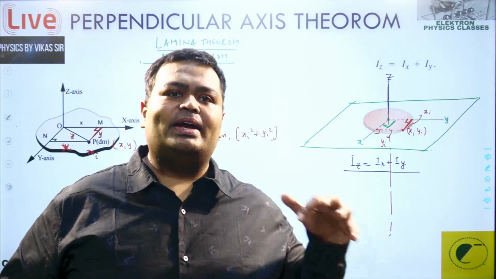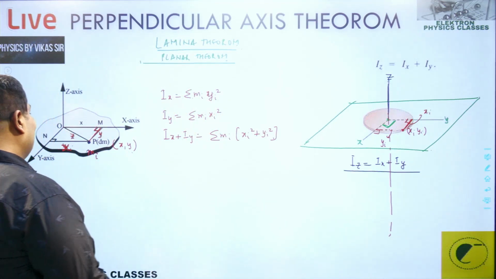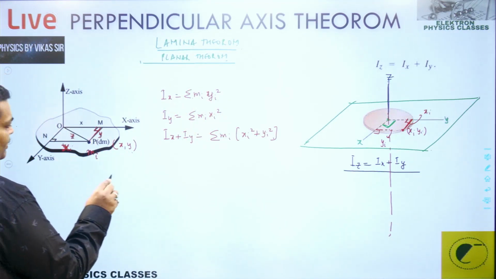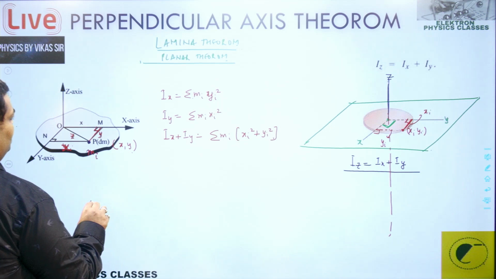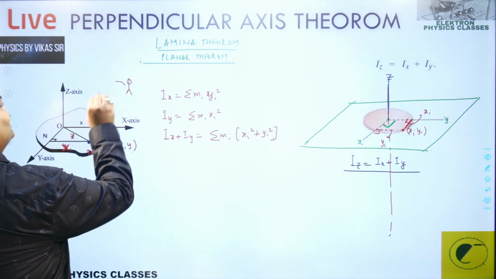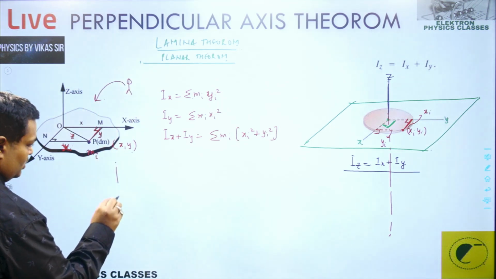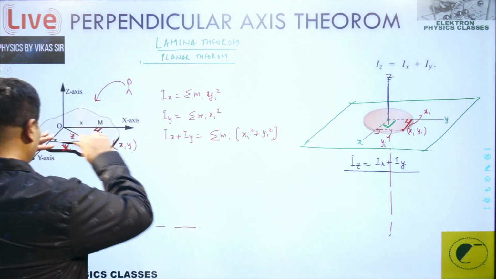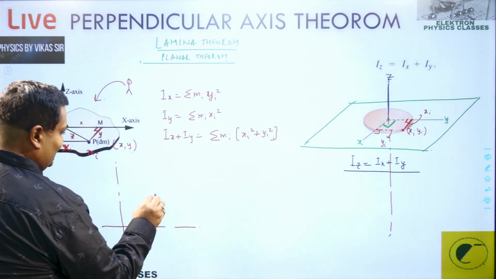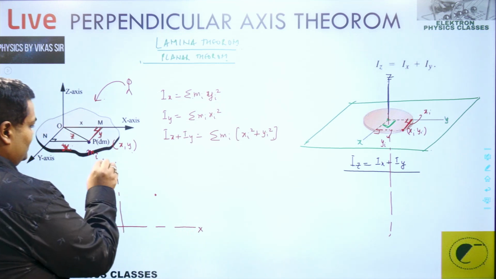Xi square plus yi square. If it is xi square plus yi square, use this triangle. If you see it from the top view, it's more simple. You will be seeing only this plane, where this is a particle. This is the x-axis. This is the y-axis.